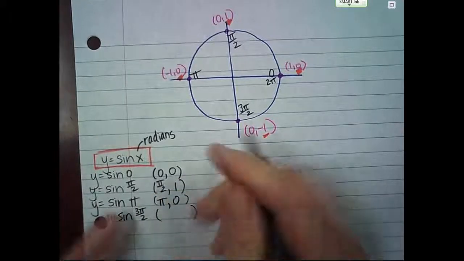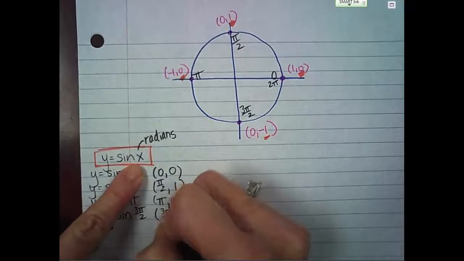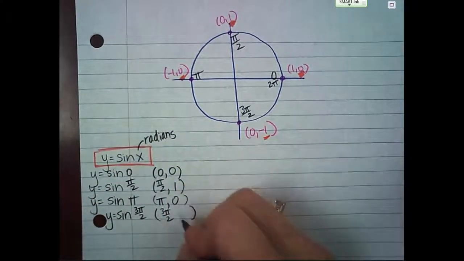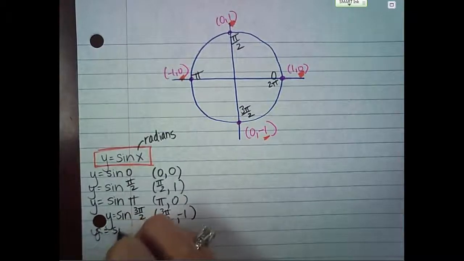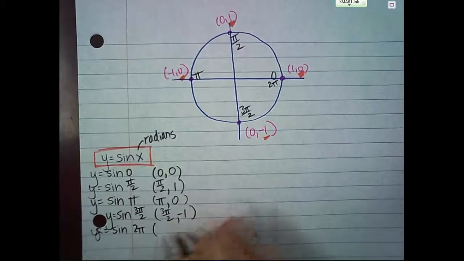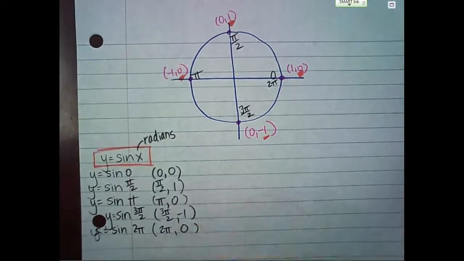So in other words, look at the equation. What's your x value? Your x value is the radians. I put in 3 pi over 2, and what do I get out? Negative 1. Last one, back home. Y equals sine at 2 pi. Kind of ended where we started, right? You plug 2 pi in, and you end back at 0.